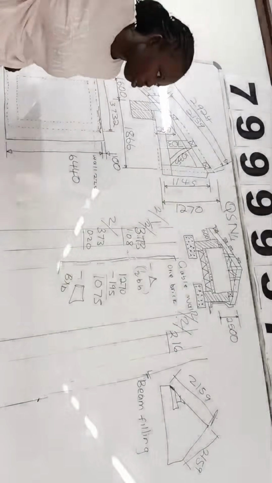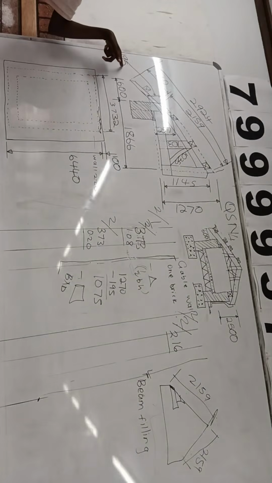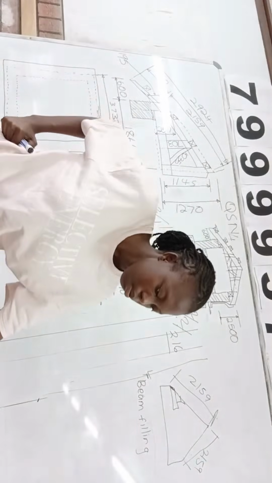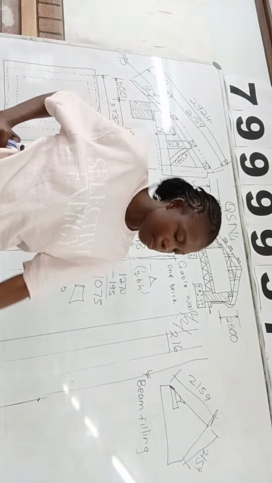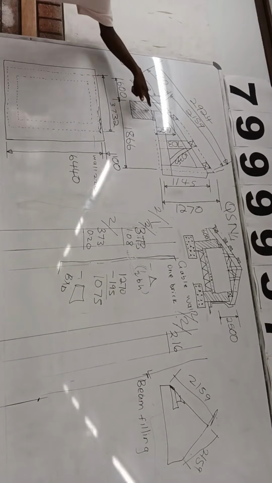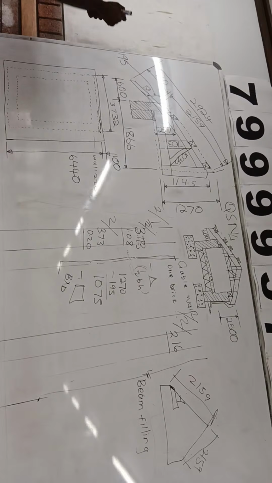So now we want to take off our beam filling. The height of our beam filling, what is it going to be? Is it going to be 195 or 257? It's going to be 257. I just explained, where does it start? Under the wall plate again.